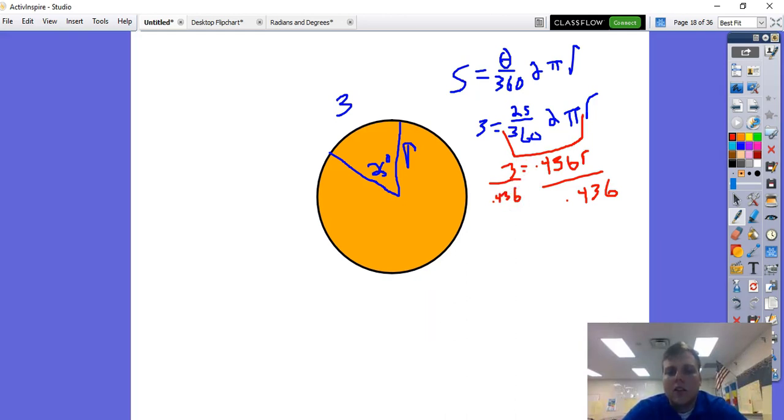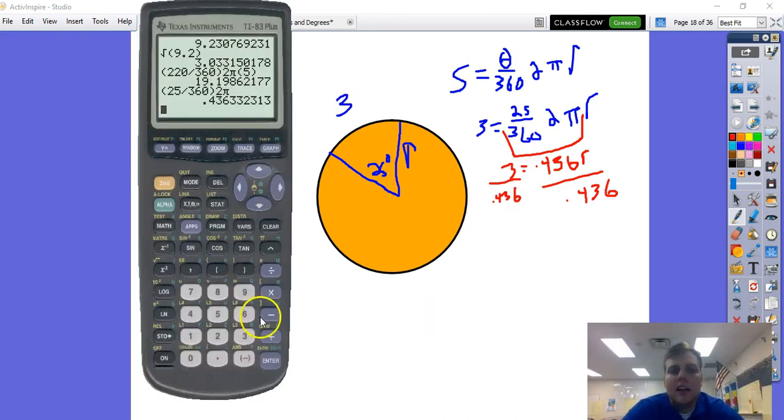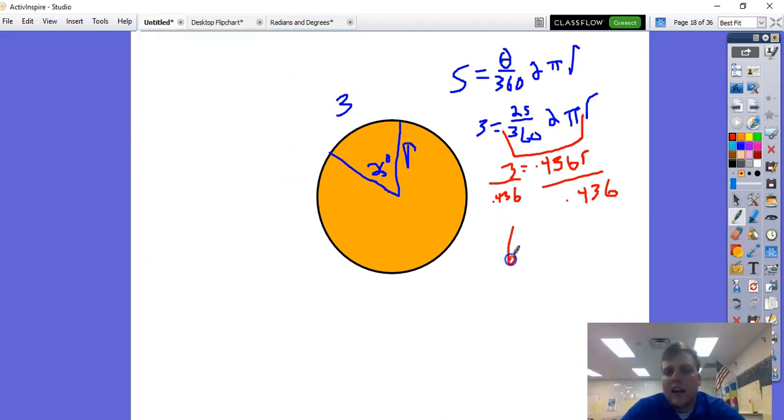So then you grab yourself your handy dandy calculator again, and you just say 3 divided by 0.436. And so we get 6.9. And there we go. So the radius is approximately 6.9. Awesome. Okay, so let's dive into doing some other problems now.